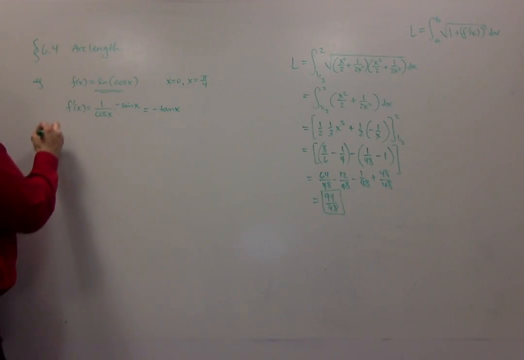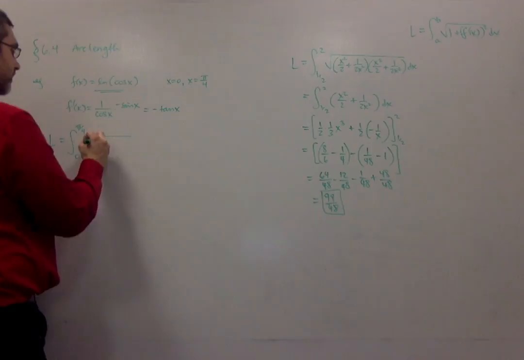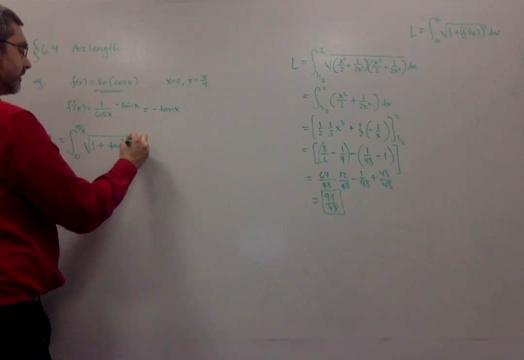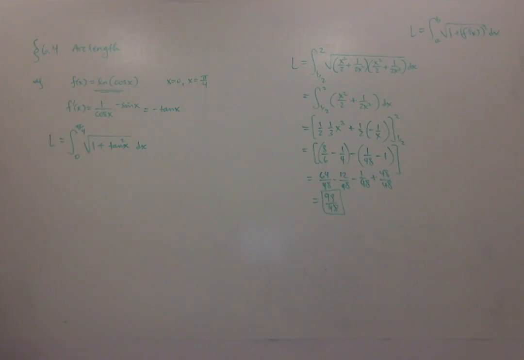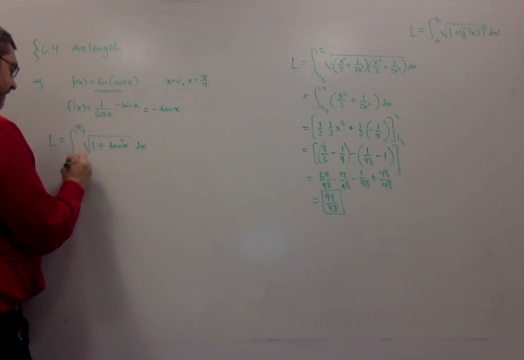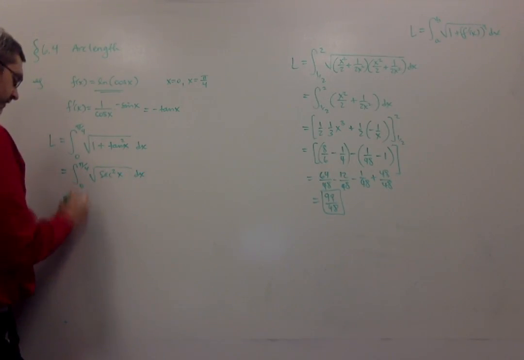So when we find that arc length, we're going to go from 0 to pi over 4 of the square root of 1 plus the derivative squared. So in other words, 1 plus tangent squared. And you can see that this is cooked up such that 1 plus tangent squared is a trig identity that we had. That's secant squared. And the square root of secant squared is just secant on this region.